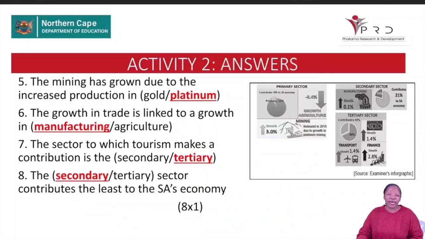Then question number 8, the secondary or the tertiary sector contributes the least to the South African economy. Now when we are comparing the secondary and the tertiary, the one that will contribute the least is the secondary. Remember, they are still dealing with the processing and the manufacturing. So the tertiary will have the final product or the final good.